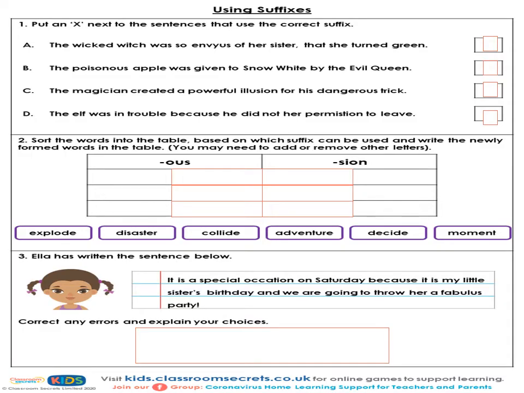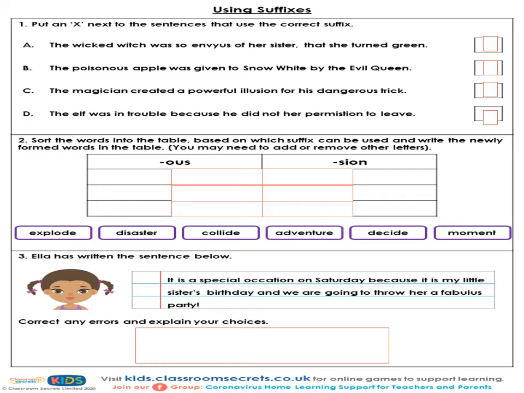We have a grammar starter again today. We're using suffixes, so word endings. We last saw this on Monday. And today we've got to just work through this sheet. Number one, put an X next to the sentence that uses the correct suffix.